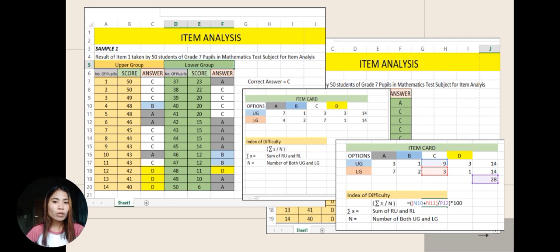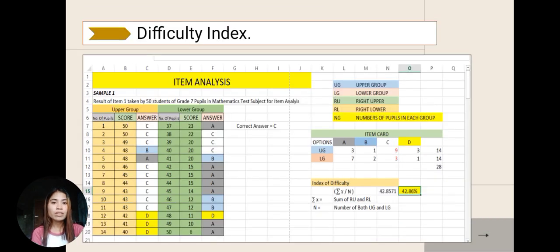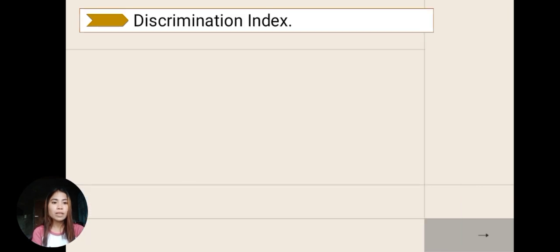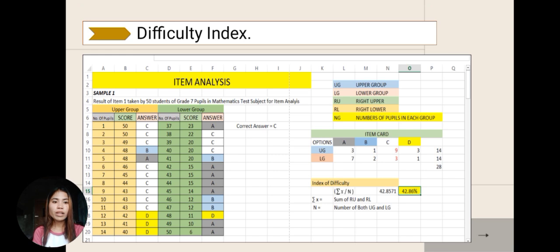What we only need to do is select those cells to compute the formula, or type it in the function tab. Here is the computed difficulty index, which is 42.86%. So our difficulty value is 42.86%, which is acceptable based on the criterion of the index of difficulty.